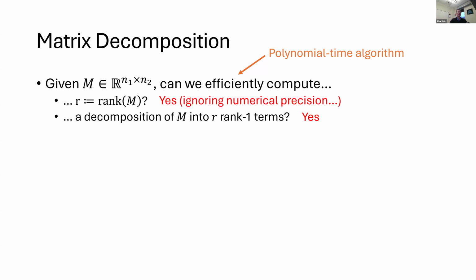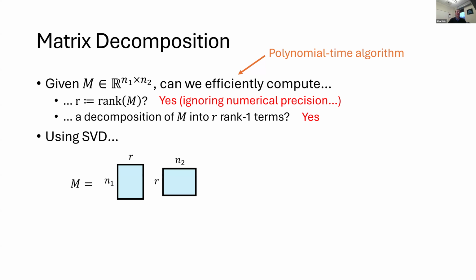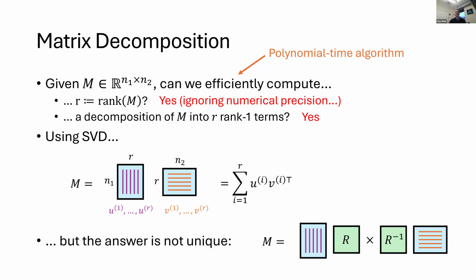And also we know how to compute a decomposition. So how would you do it? Well, using the SVD, you can take M and factor it with the inner dimension R. And if I call the columns of the first matrix the U and the rows of the other matrix V, then this gives me a sum of different rank 1 terms. But one thing to notice here is that the answer is not unique, that I can pick any invertible matrix R and put this in the middle to create a different decomposition that's also valid.